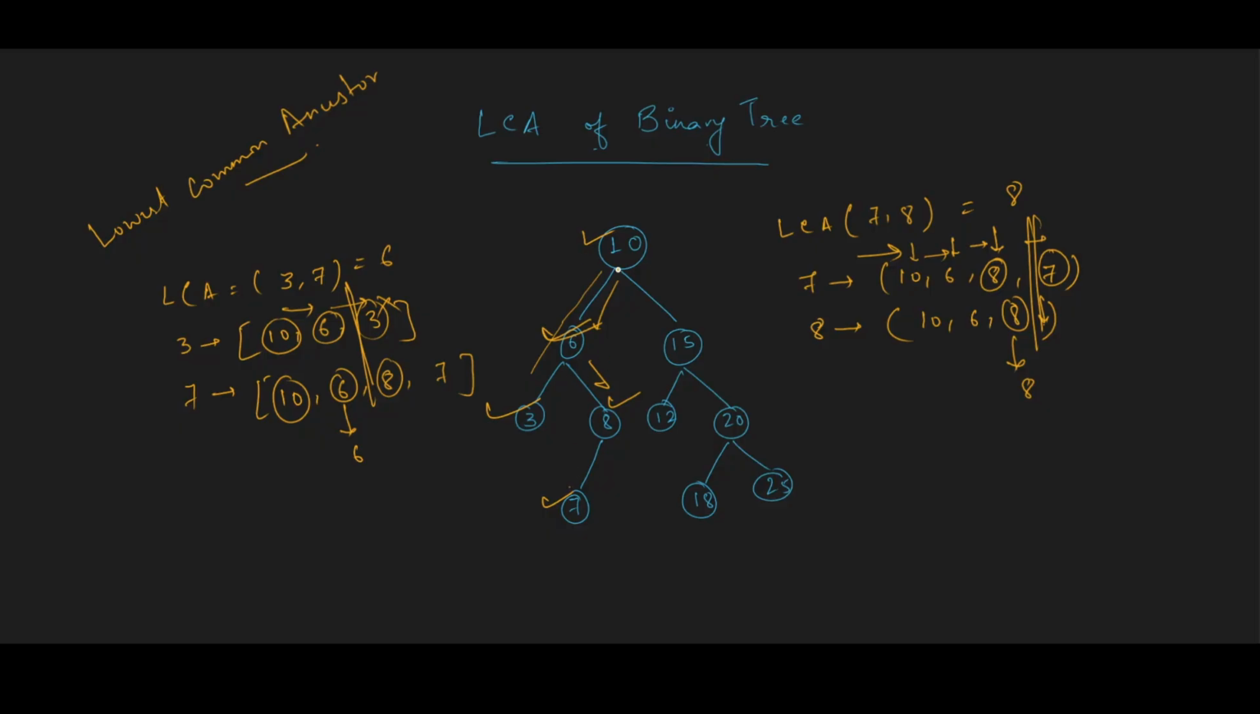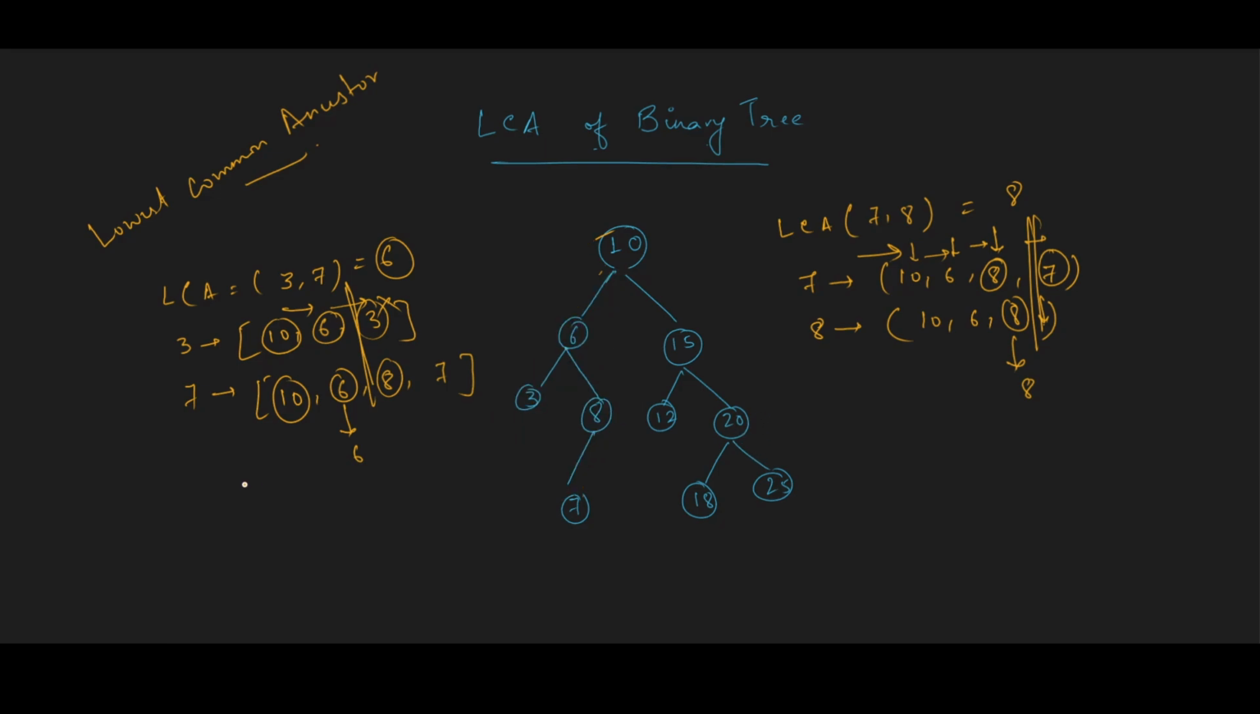So basically, if we draw a line from root to 3 and if we draw another line from root to 7, the lowest point of intersection should be our answer. The lowest point of intersection here is 6. So 6 is our answer. Now, I hope it is pretty clear by now. Now let's see how we can solve it.